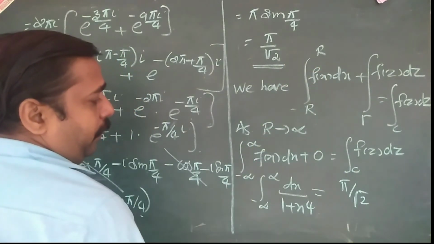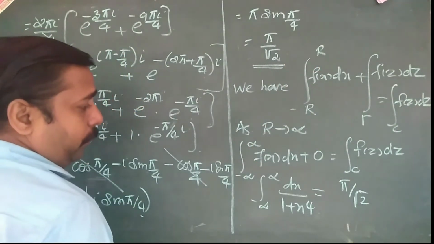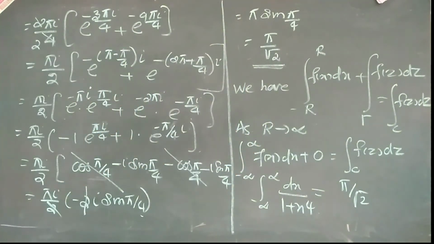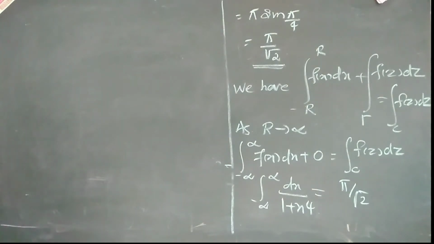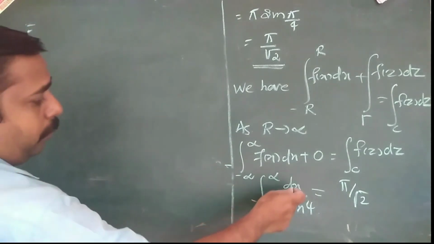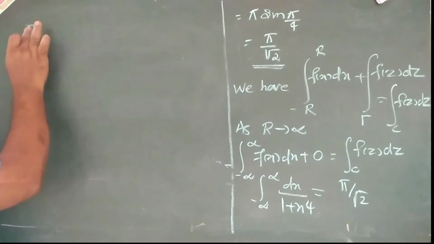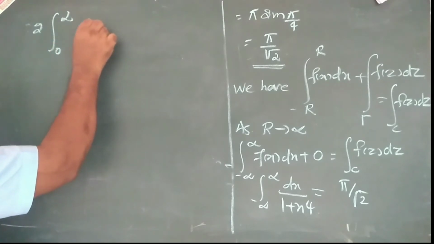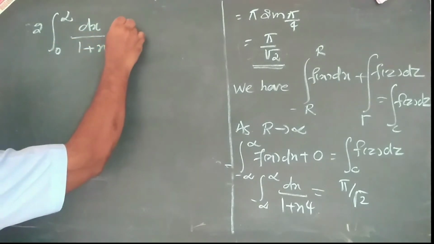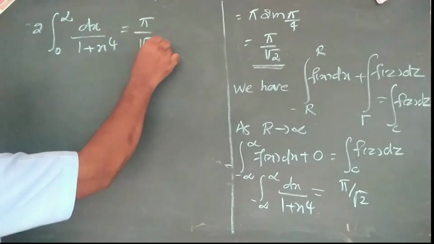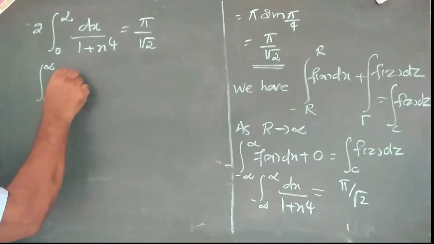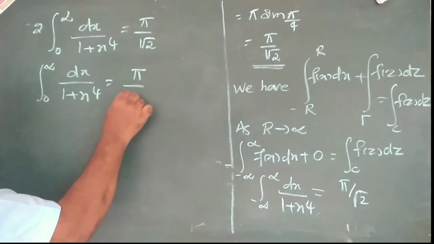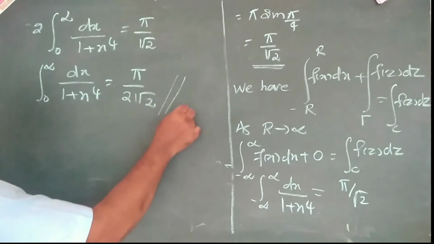So since this is an even function, we can write, 1 by 1 plus x raised to 4 is an even function. So this is equal to 2 into integral 0 to infinity dx by 1 plus x raised to 4, is equal to pi by root 2. Therefore integral 0 to infinity dx by 1 plus x raised to 4 is equal to pi by 2 root 2. So this is our required answer.